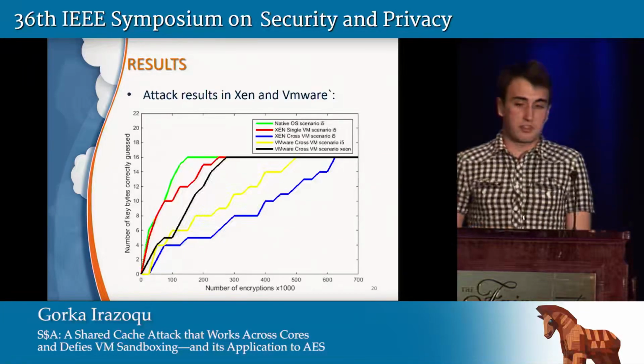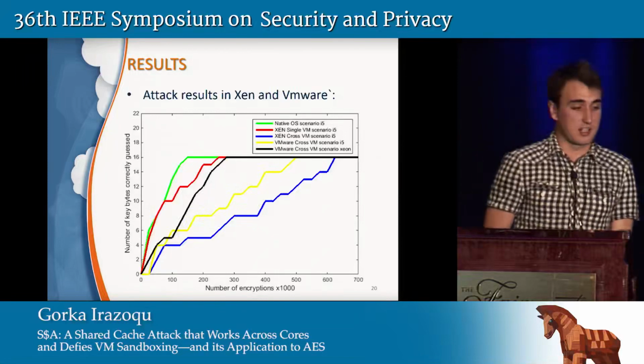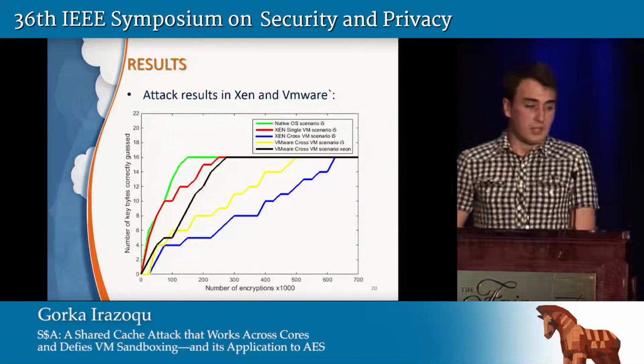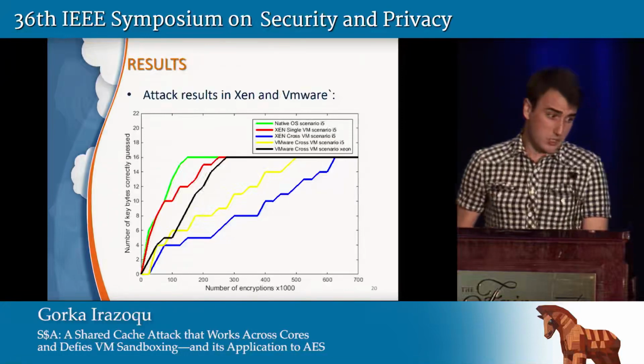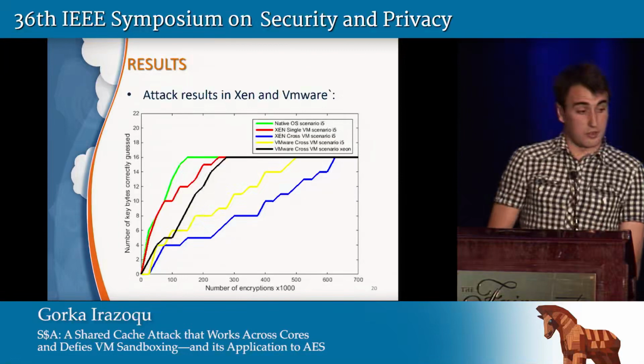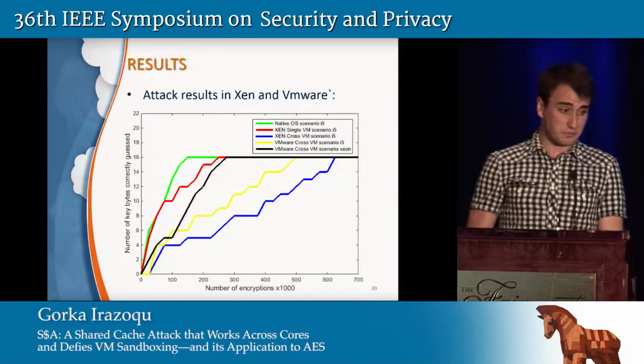recover the key. And indeed, we think that it behaves worse than VMware because we're using a fully virtualized hypervisor here. This is adding more noise than a para-virtualized hypervisor. So basically, we believe this is the reason why we're seeing worse results in Xen than VMware.